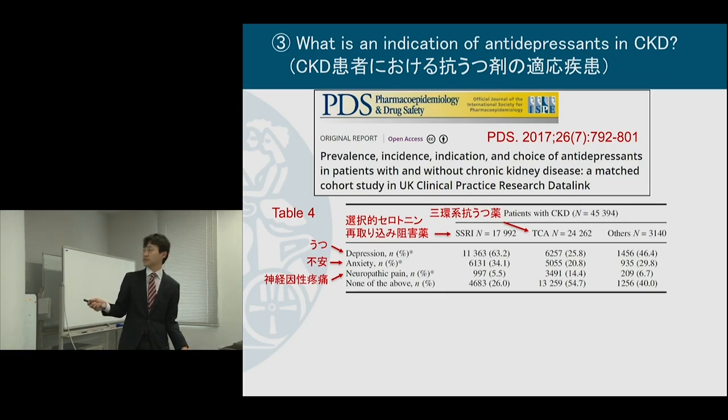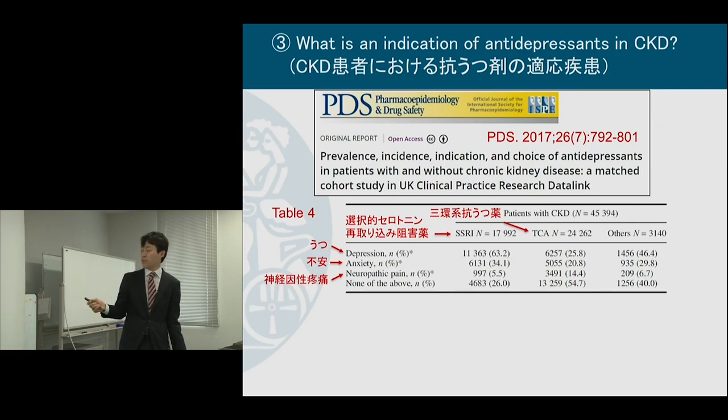So SSRIs were prescribed for depression in 63% of the cases, followed by anxiety at 34%, and some for neuropathic pain and off-label indications. Off-label means 適用外処方 in Japanese. While tricyclic antidepressants were not prescribed very often for depression and anxiety, but for pain and probably sleeping problems, or just sickness or some symptoms. So this is the result.